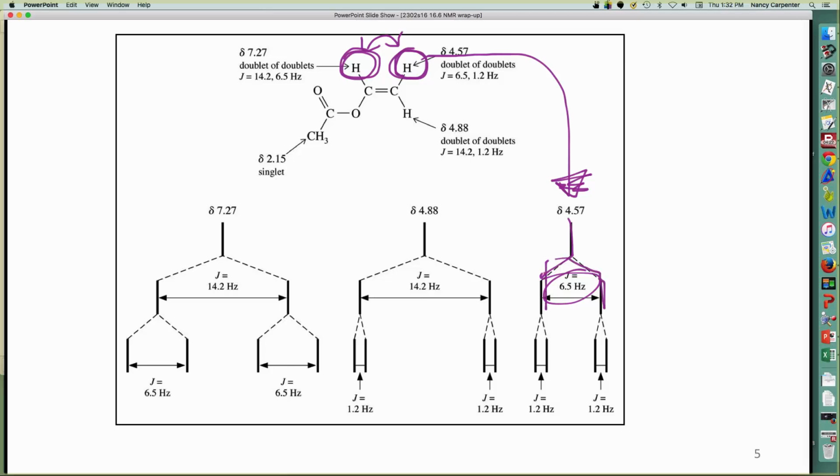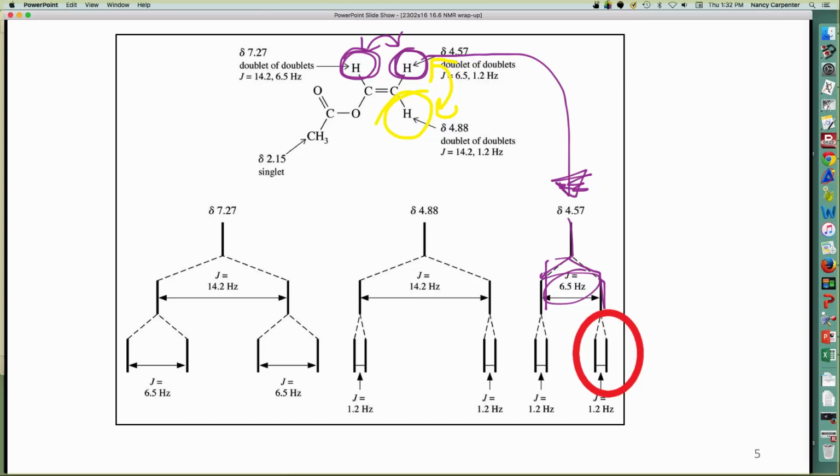But now we also know that this guy is coupled in a geminal fashion to the yellow circled hydrogen. Now that's the one that's a really tiny coupling constant. So that's revealed right here.